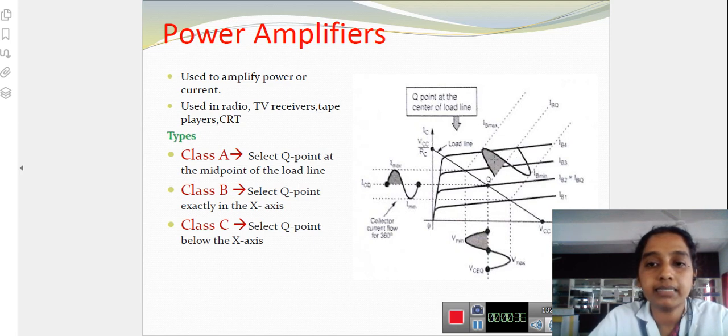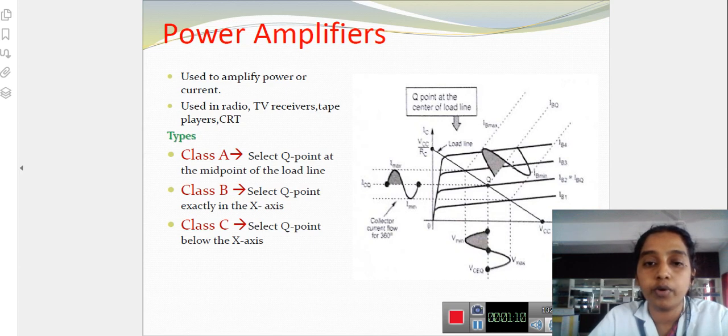So here class A, class B, class C are different power amplifiers. So how can we identify whether it is a class A power amplifier or class B power amplifier or class C power amplifier? The efficiency of all these classes will vary. So we need to select the Q point in such a way that if the Q point is in the middle of the load line, then it is a class A power amplifier.